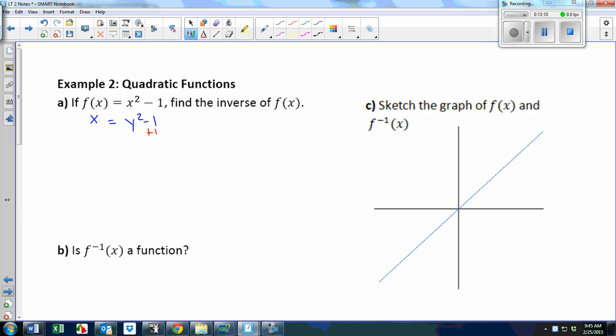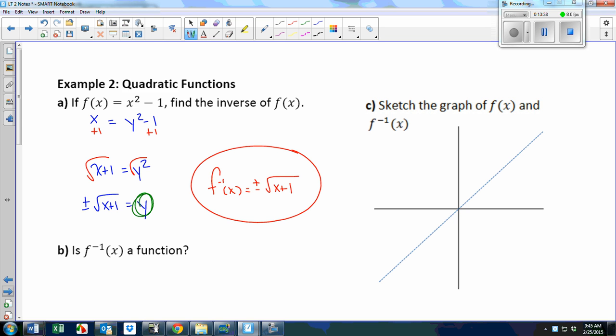When you're getting the y by itself, you add 1, and x plus 1 equals y squared, and then we take the square root of both sides, and we have to have the positive and negative answer. So plus or minus the square root of x plus 1 equals y. The y that you wrote right here, that is the inverse function. I use that word, probably shouldn't, but it is the inverse of the original function. Spoiler alert, it's not a function, okay? The inverse is not a function, but we'll see that when we graph.